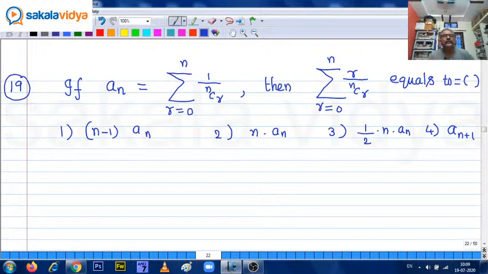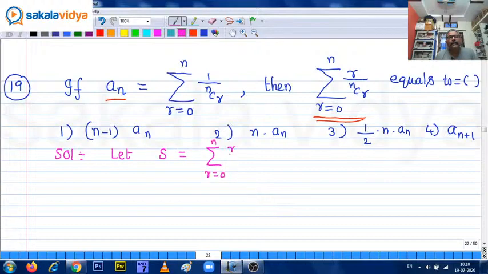Okay, let us see the solution. Option 3. How did you get option 3? An equals sigma r is equal to 0 to n of 1 upon nCr. Then we need to find sigma r is equal to 0 to n of r upon nCr. So now let us say S equals sigma r is equal to 0 to n of r upon nCr. Expand the sigma. First r value: 0 upon nC0 plus 1 upon nC1 plus 2 upon nC2 plus so on. It will be continued. The last value is n upon nCn. Write it in reverse order.